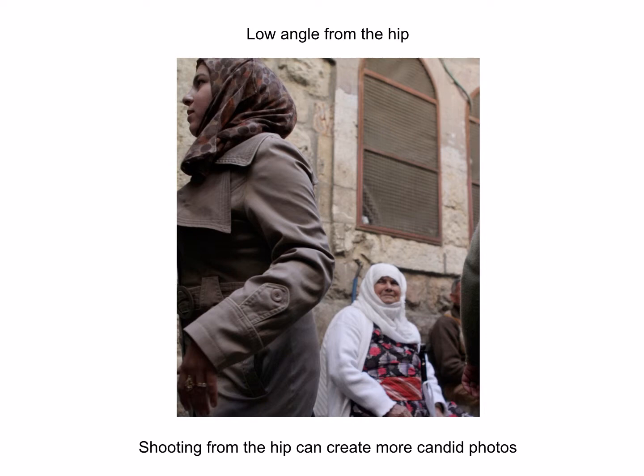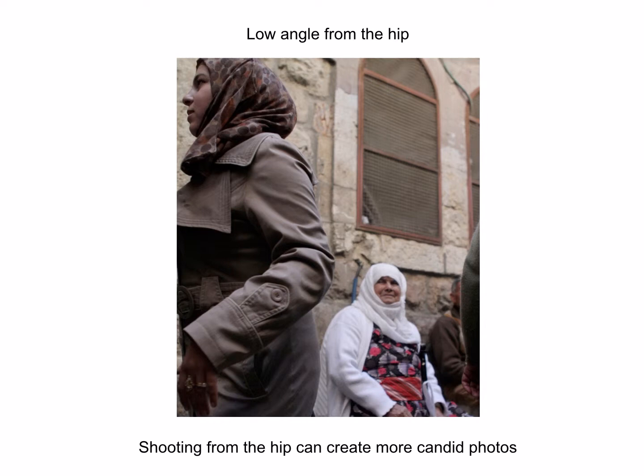Another consideration when shooting low angle is to shoot from the hip. When you put your camera up to your face, particularly larger cameras, it's like putting a flag in the air, and people who you don't know, when you're trying to get a candid shot, they're going to see it and they're going to begin to act differently. Shooting from the hip allows you to more stealthily take candid photos.